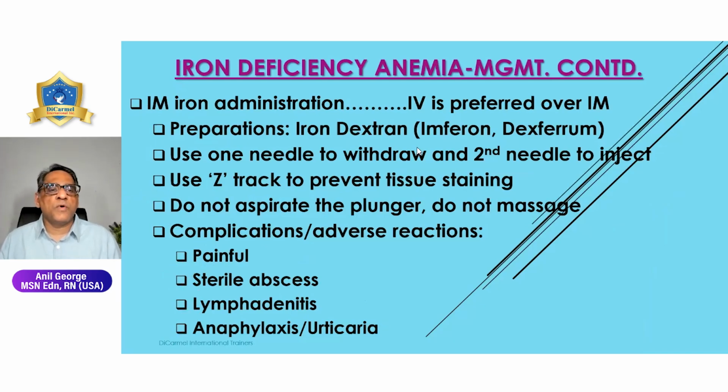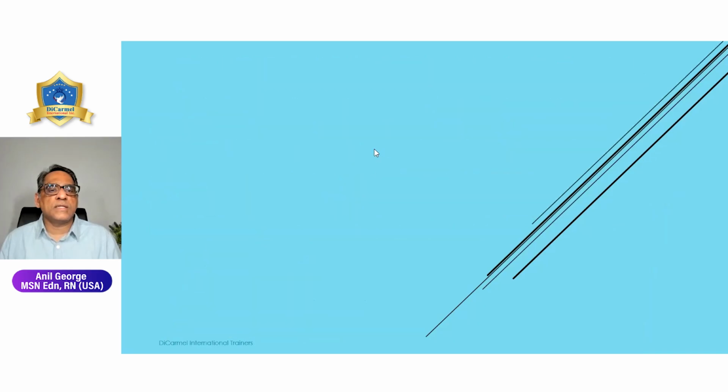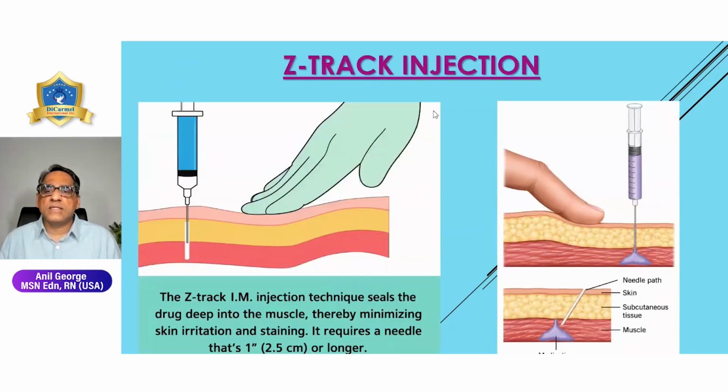So let's talk a bit more about the classic Z-track here. What exactly is Z-track injection? Okay, this image clearly shows what Z-track is. You can see the tissue is pulled to one side. So yeah, that's a Z-track. First we pull the tissue, the skin, to one side. So that's what it says here. The Z-track injection technique seals the drug deep inside the muscle, thereby minimizing skin irritation and staining.